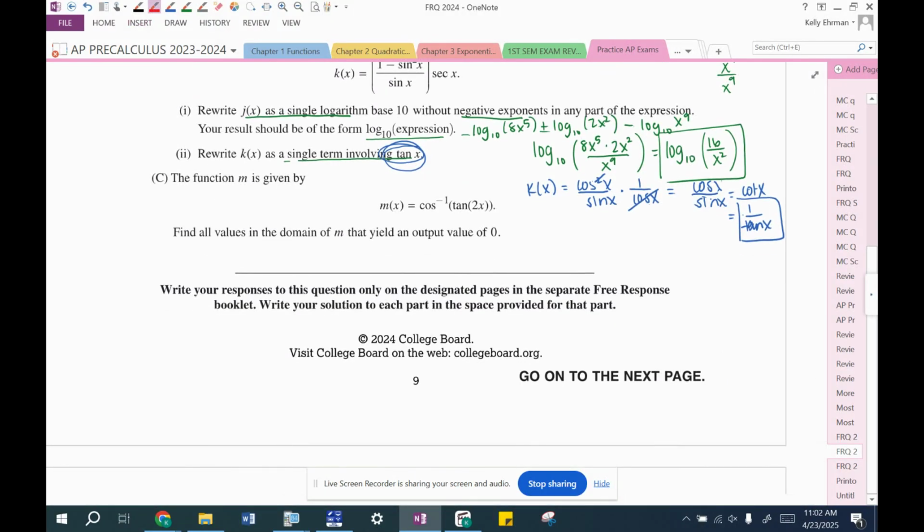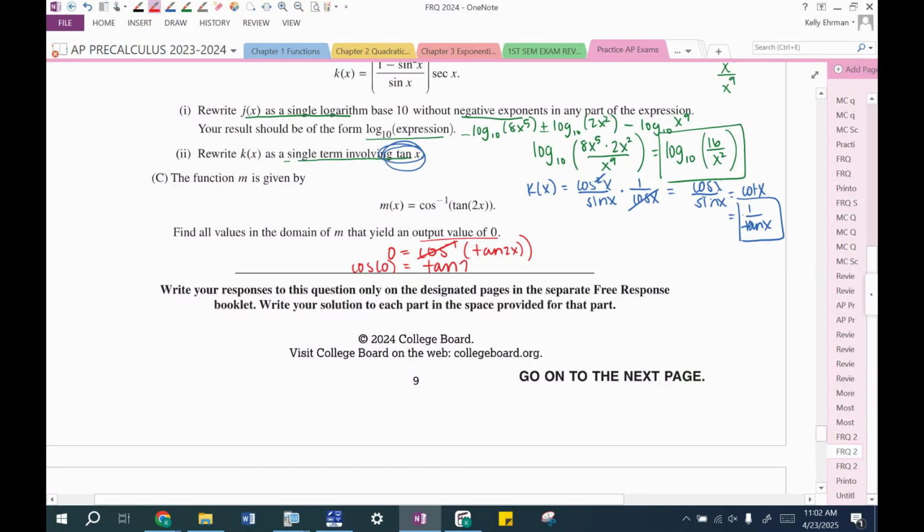All right, and our last problem here, this one's usually worth 2 points. You get a point for the first step and then a point for solving it. So find all values in the domain of M that yield an output of 0. That just means set this thing equal to 0. Okay, I want to get rid of this inverse cosine, so I'm going to do that by taking the cosine of both sides. What is the cosine of 0? Cosine of 0 is 1.